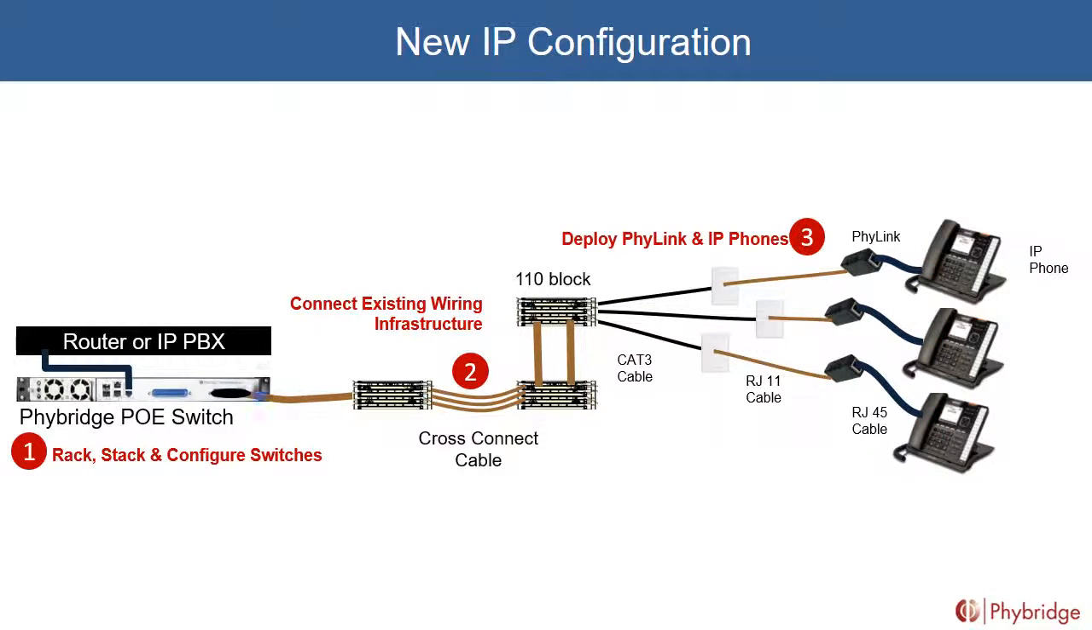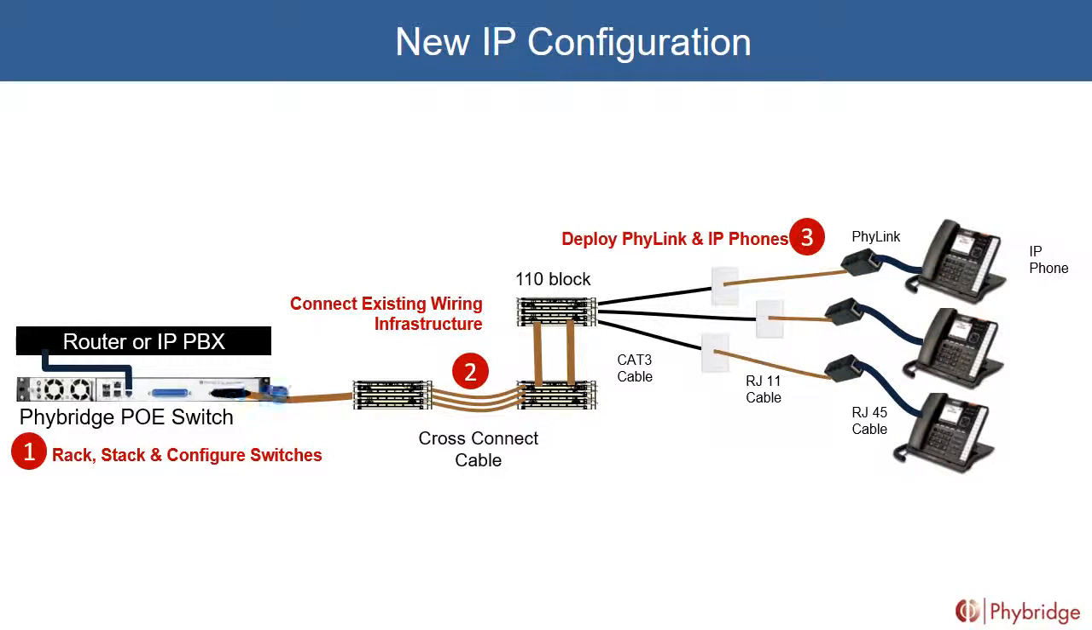Phybridge is a global leader in power over long reach Ethernet switching technology. As you can see in this diagram, if you recall the previous one that showed the PBX on the left-hand side with the digital or analog line card and the RJ21 Amphenol type connector connected to that line card, well, all we've done is we've put our switch in, we've leveraged that existing infrastructure, so we've connected that RJ21 Amphenol connector, as you can see on the left-hand side, to our Phybridge PoE switch.